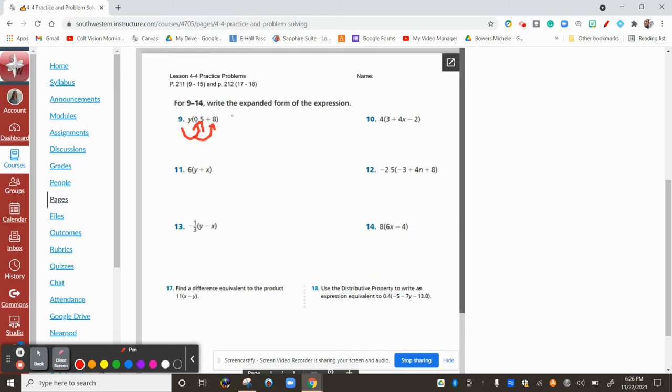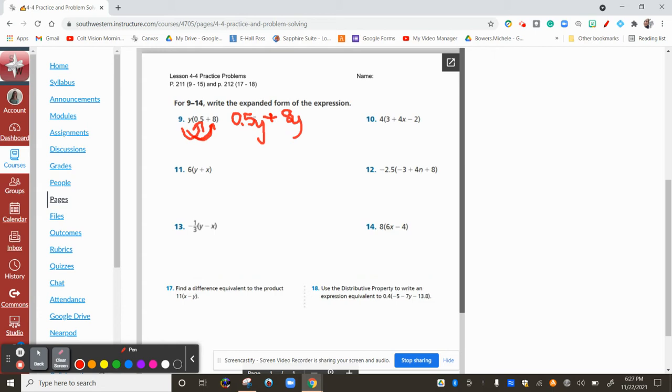So y times 0.5 is just 0.5y. And then y times 8 is just 8y. And then we put the addition symbol between them. And so there you've done it. Now at this point, we could actually simplify further if we wanted and have 8.5y, but it doesn't ask us to do that. It just asks us to expand.